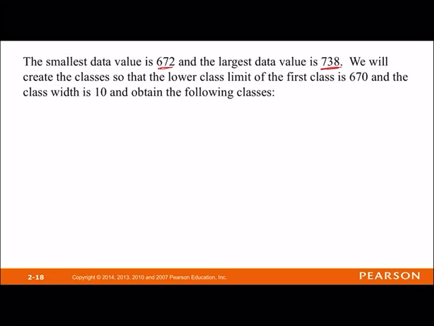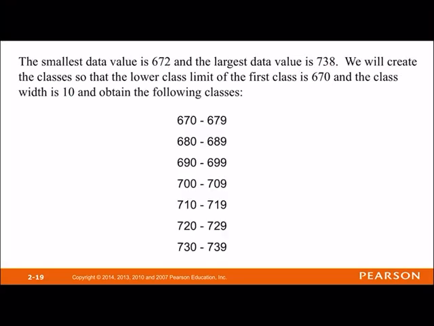So when I'm planning my classes, it has to be inclusive of that 672, but every class width is going to end up having to be the same. So the first thing that I'm going to do is start with a lower class limit of 670, because that will then include my 672. And then I'm going to do a class width of 10, so we're going to include 10 numbers in each class. And what that will end up looking like, here you go.